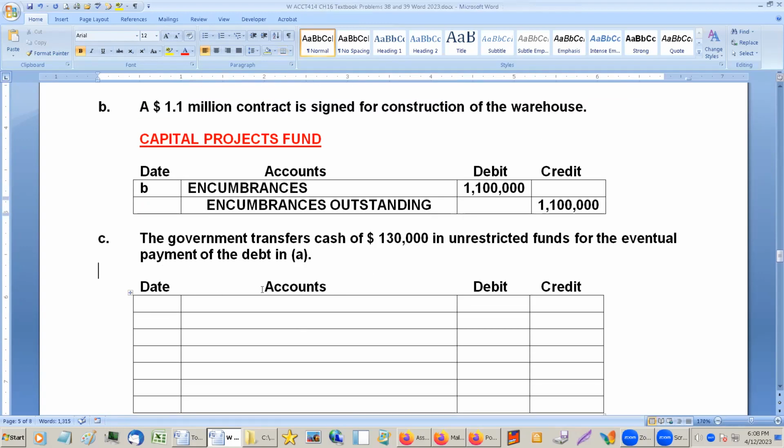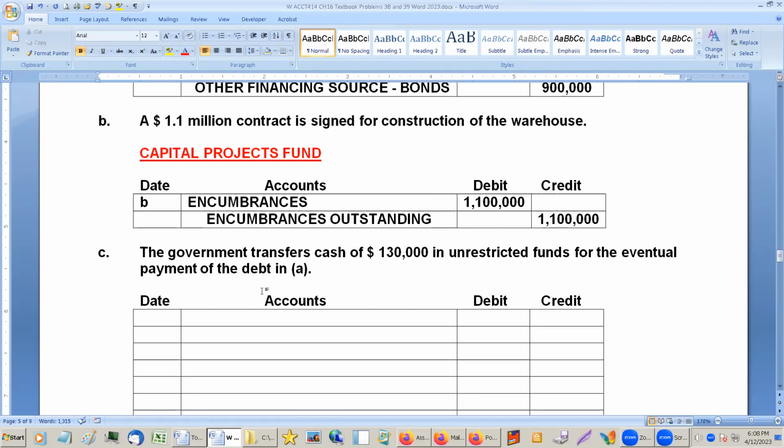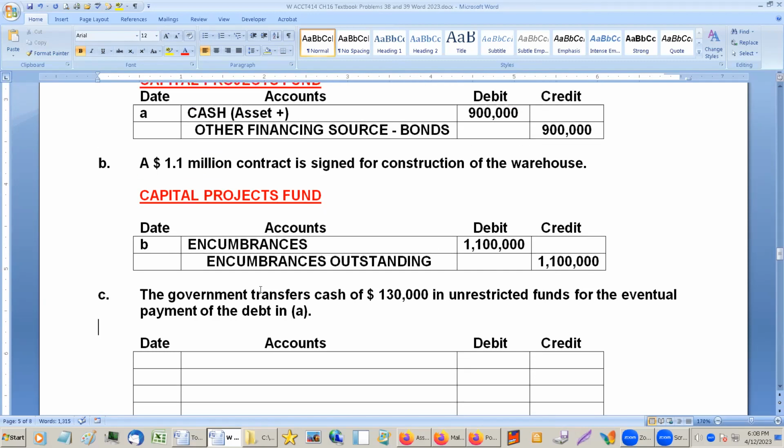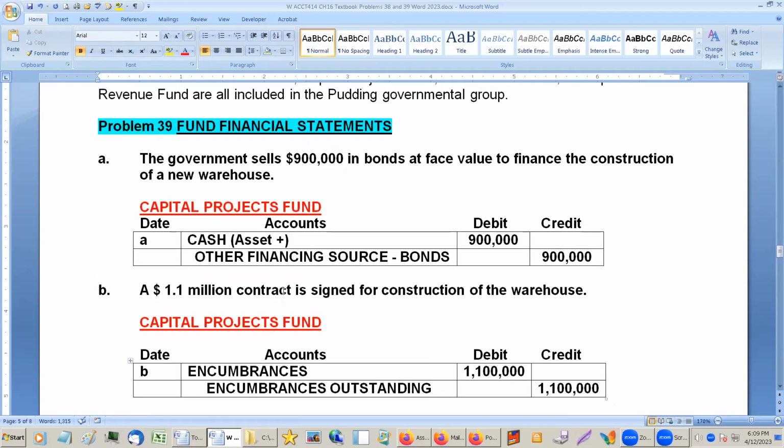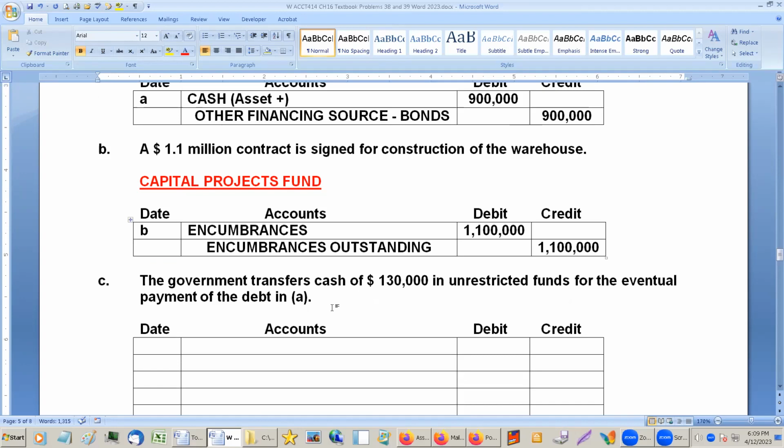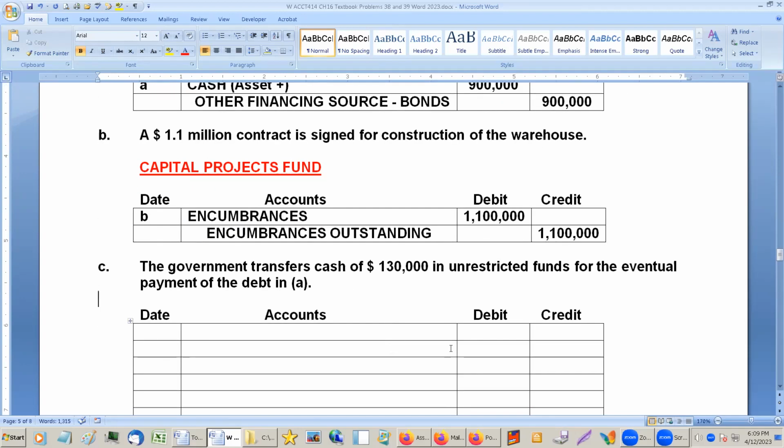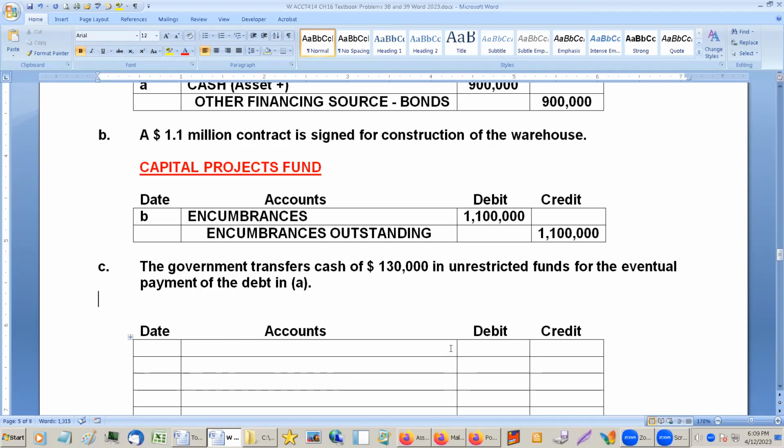This one I should have broken up into two different problems. I think on the next problem that we do, problems 42 and 43, I do break it up. Government transfers 130,000 of unrestricted funds to the eventual payment of the debt in A. Okay, so we're going to set aside 130,000 to help pay off that debt.